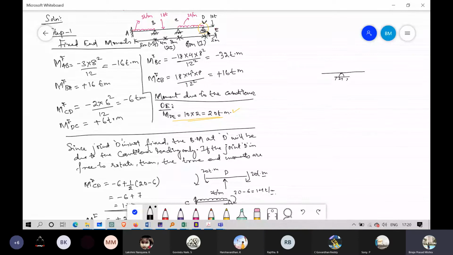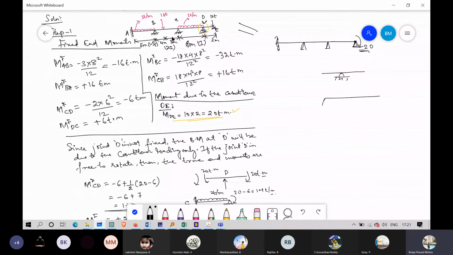0, right? But due to this cantilever end, here we have a moment that is 20 tons. Okay, this we are saying. It will be like this. But this is actually not at all possible, because at this end it means something will be there to resist this 20 tons, right? Am I correct?